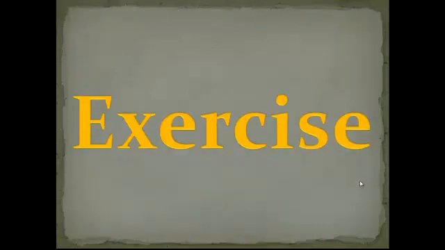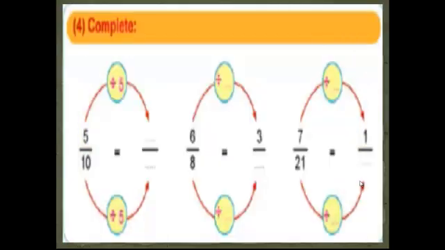Let's do some exercises from the pupil's book. Open pupil's book, page 1. The first exercise we have here is to complete these fractions. The first one we have 5 over 10 equals blank over blank. As we look here, we have divided by 5. So we are going to do 5 divided by 5. 5 divided by 5 is 1. And in the denominator, we have 10 divided by 5. 10 divided by 5 is 2. As we look, we divide by 5 in the numerator and the denominator.